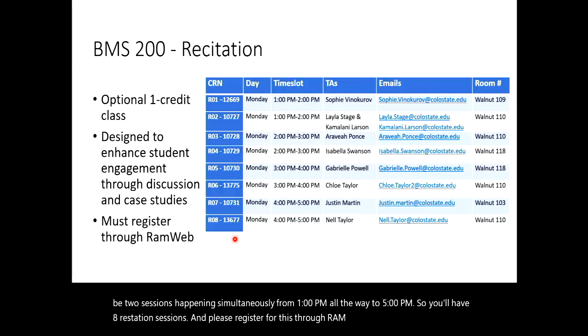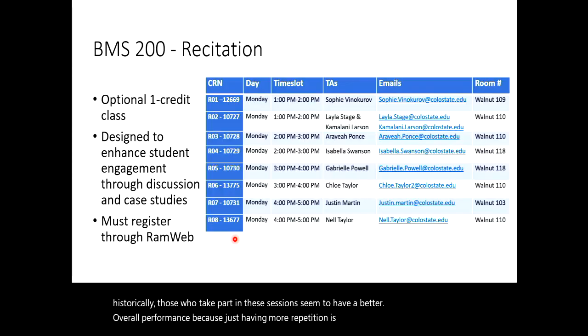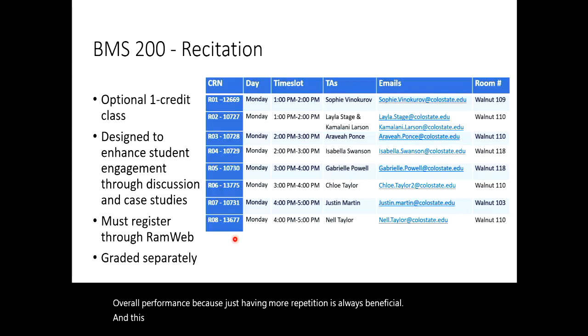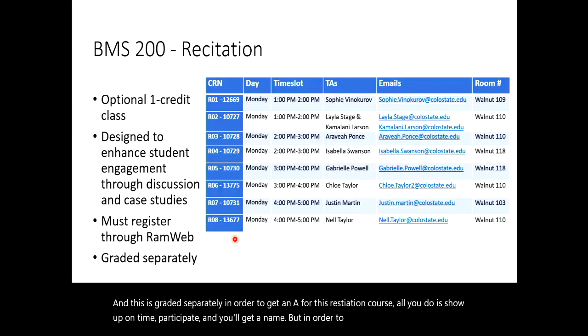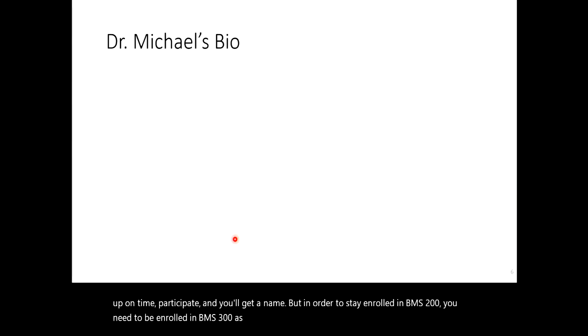And we found that historically those who take part in these sessions seem to have a better overall performance, because just having more repetition is always beneficial. And this is graded separately. In order to get an A for this recitation course, all you do is show up on time, participate, and you'll get an A. But in order to stay enrolled in BMS 200, you need to be enrolled in BMS 300 as well.